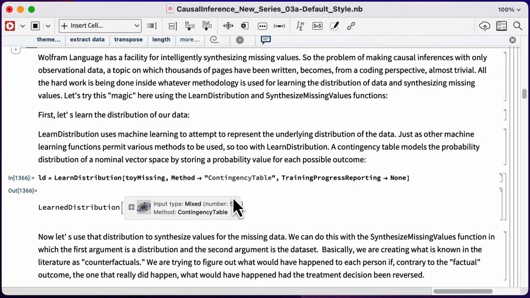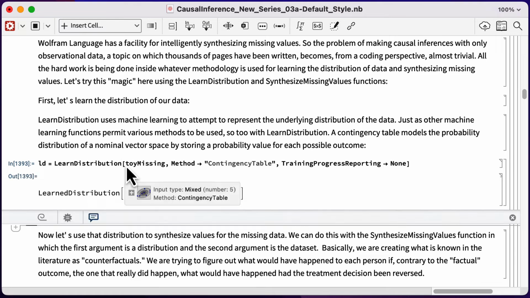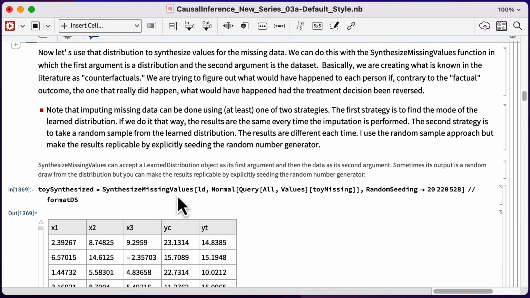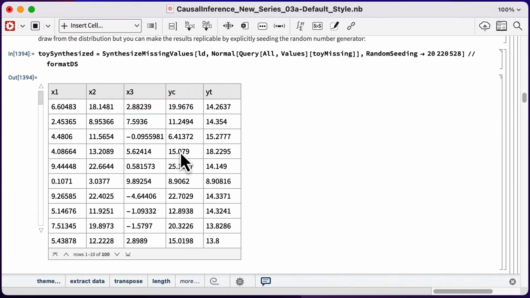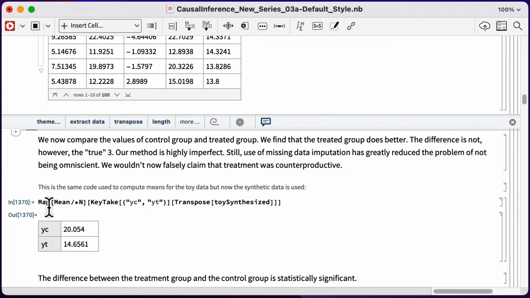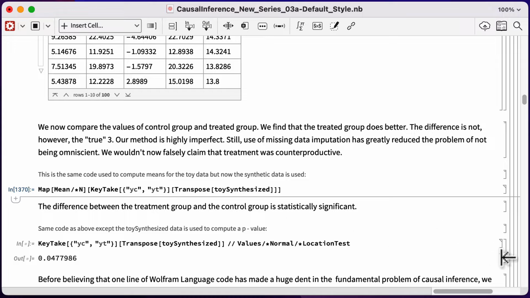So we're going to use a method of unsupervised machine learning called learned distribution. What we're doing basically is learning the distribution of the data. What we can then do is use a Wolfram Language function called SynthesizeMissingValues. Here's the distribution, here's the data, and it basically hunts for missing data and tries to figure out how to fill it in. So let's run this. Okay, and if all goes well, let's see what happens. Again, I apologize for these outputs. They're left over from some earlier work.